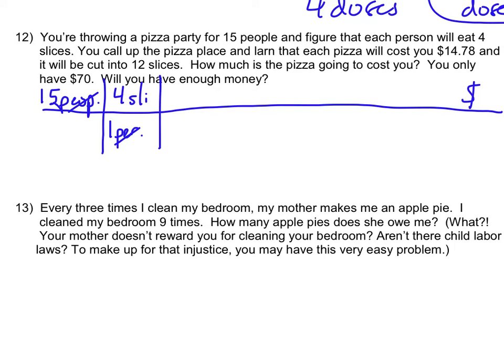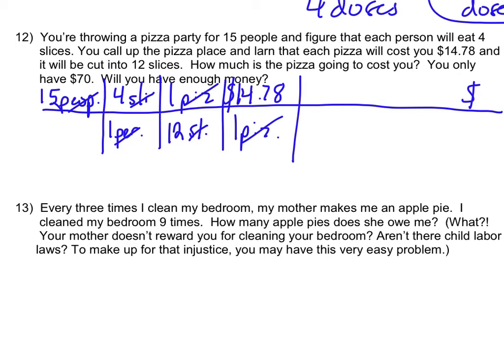I need to know how much money I need. I know that there are 12 slices in 1 pizza. Slices cancel. And then it also says that 1 pizza costs $14.78. Pizza units cancel. I'm left with dollars, so I am satisfied. I need to multiply everything on top and divide by everything on bottom.